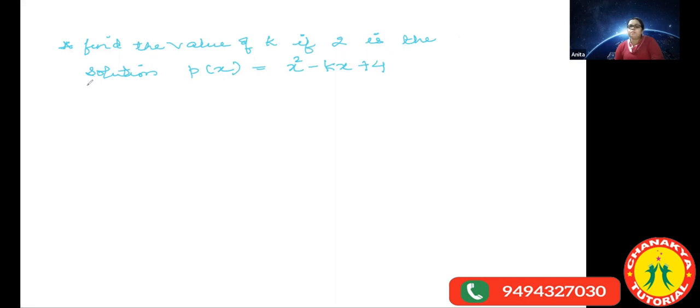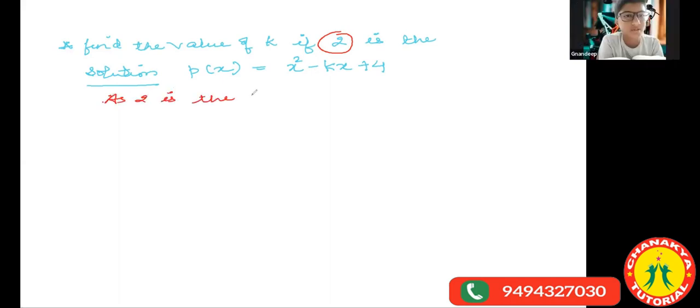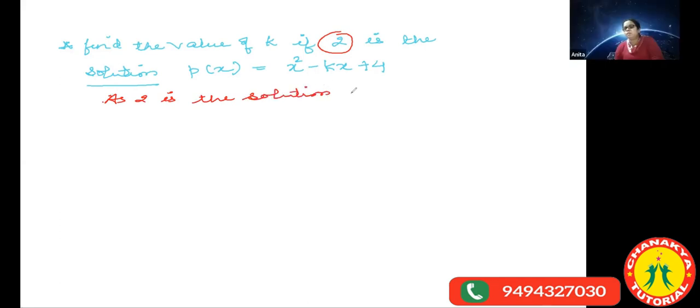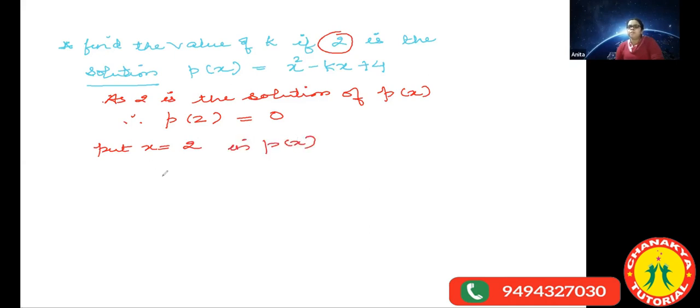So here, you have seen this word solution. So what do you mean by solution? That means after putting the value of x as 2, it becomes 0. So you will write: as 2 is the solution of this polynomial, therefore your polynomial, after putting the value of x, will become 0. Now put x is equal to 2 in p(x). Then p(2) will be equal to 2 square minus k into 2 plus 4. Now it will be equal to 0 because it is a solution of this function.